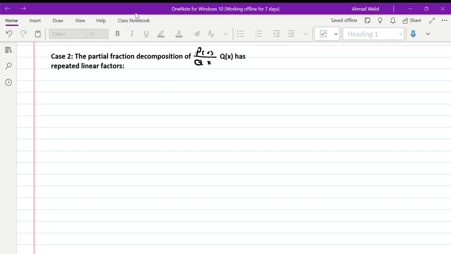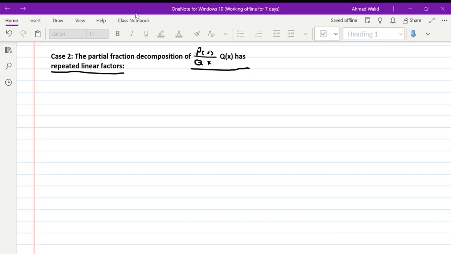Hello all, let's talk about part 2 of section 5.3. In part 2 of this video, we are studying case 2 of the partial fractions. In case 2, as you see in the topic, the partial fraction decomposition of p of x over q of x, but here your q of x has repeated linear factors. What does it mean? This part is important to translate. Q of x has repeated linear factors.